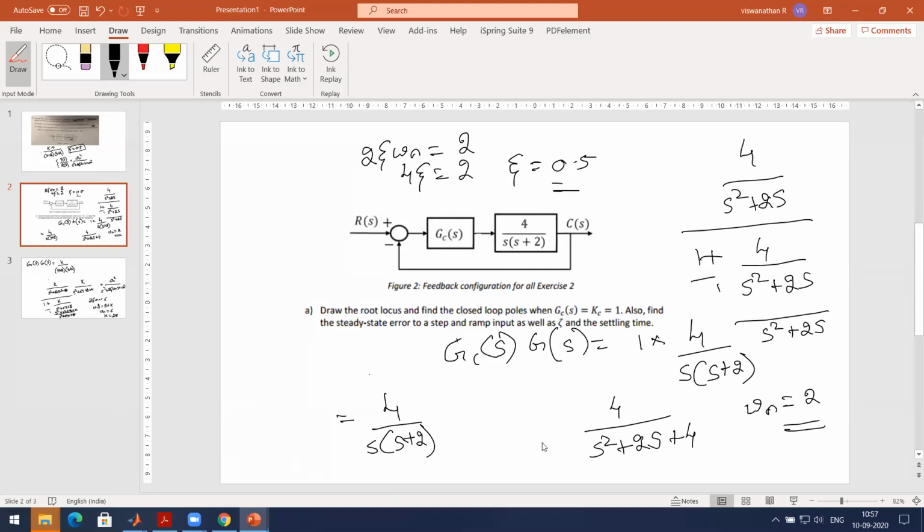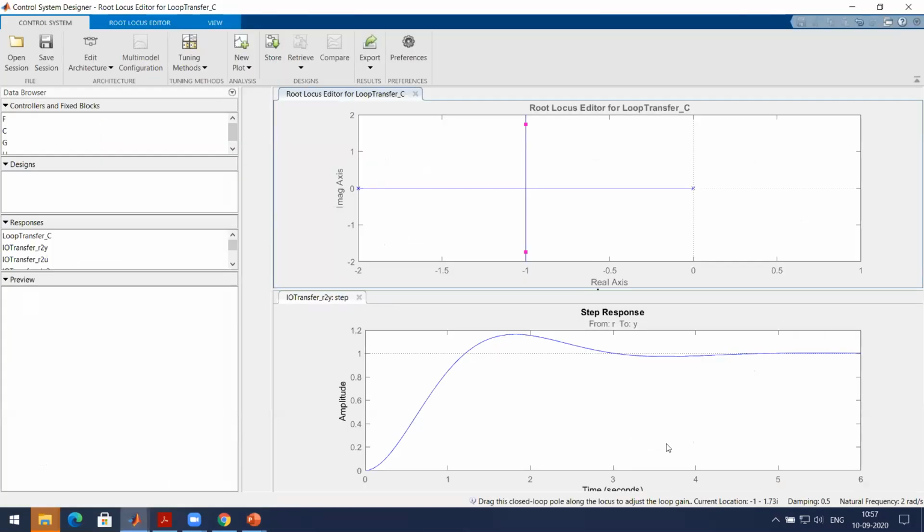So what are the pole positions for this? s square plus 2s plus 4 equal to 0. You find the roots for this. Can somebody find out and tell me? Use the calculator, solve this quadratic equation s square plus 2s plus 4 and get the closed loop pole positions. One is minus 1 plus root 3i. Another is minus 1 minus root 3i, sir.